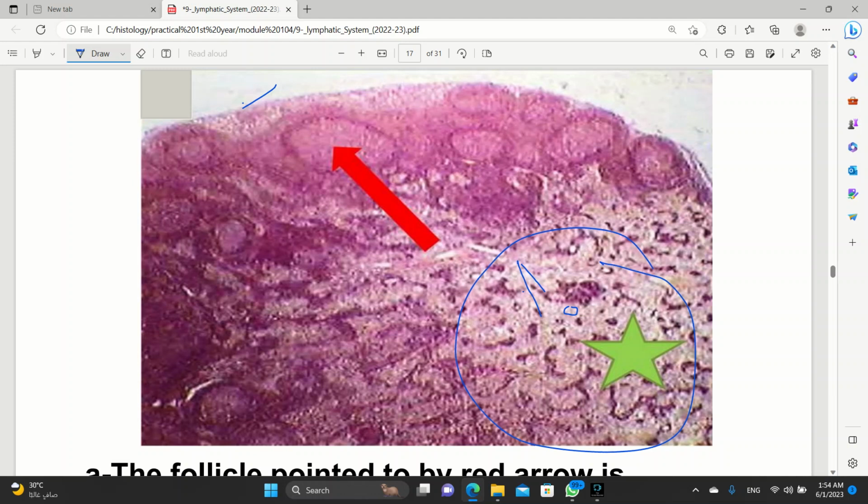Okay? That's the paracortical region where the follicle stopped. And that's the cortex. And that's a secondary follicle because here it is somewhat dark, and now it became lighter. So again, who's that? A lymph node. Let me see the questions.